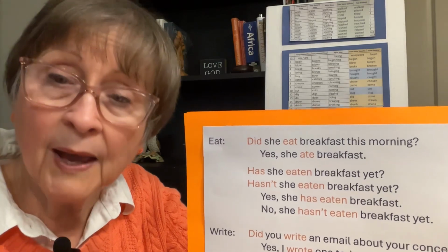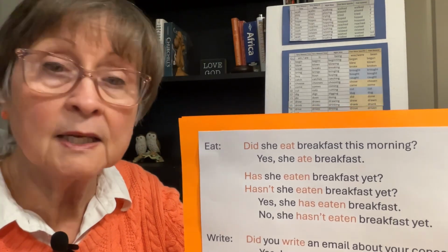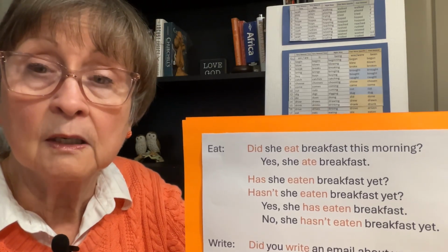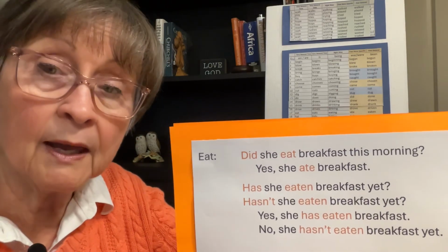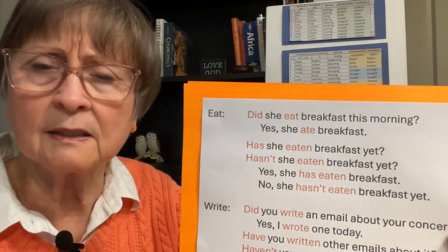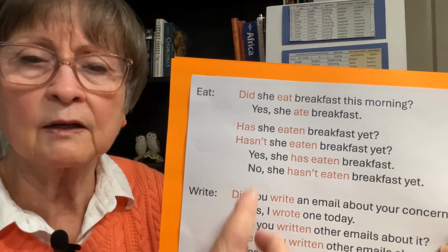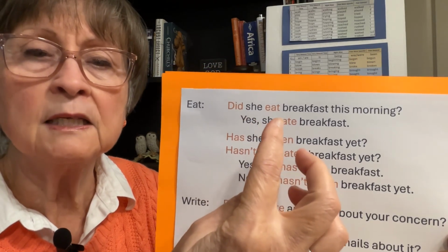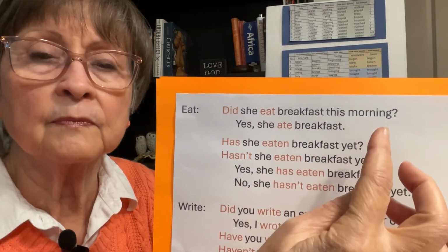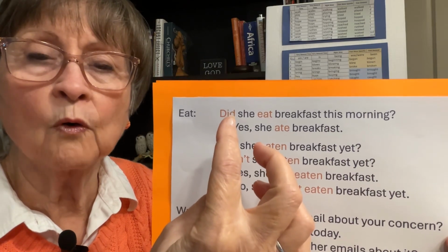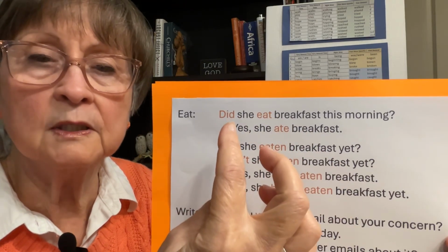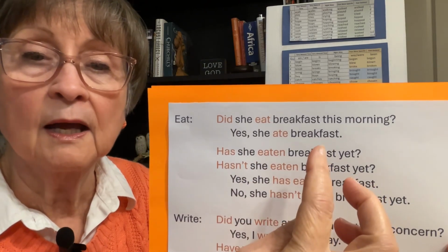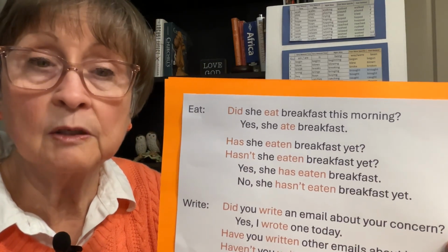I want to show you the Form 4 and the Form 5 next to each other because they are both in the past. And sometimes it doesn't matter which one you use, both will be appropriate. But sometimes it does matter because it doesn't quite make sense if we don't switch back and forth between these. An example is, did she eat breakfast this morning? That makes it the fourth form, so we go back to the first form when it's with did. Yes, she ate breakfast.